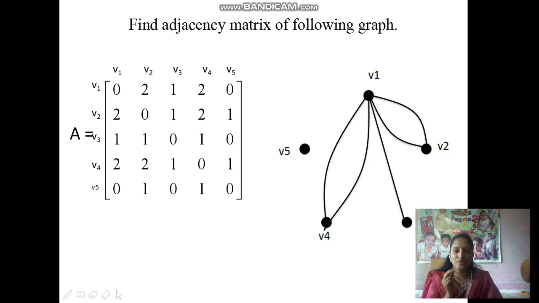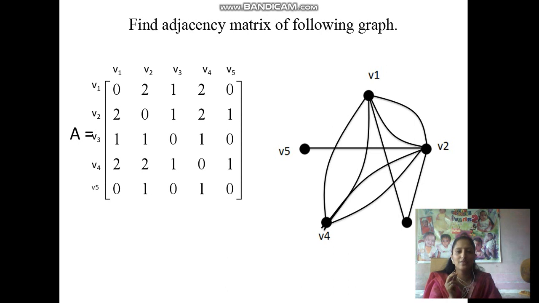Now consider V2. There are 2 edges between V2 and V1. Okay, we have already done this. There is no edge between V2 and V2, and this one represents there is an edge between V2 and V3. Now V2 to V4, there are 2 edges. Okay, V2 to V5, 1 edge.